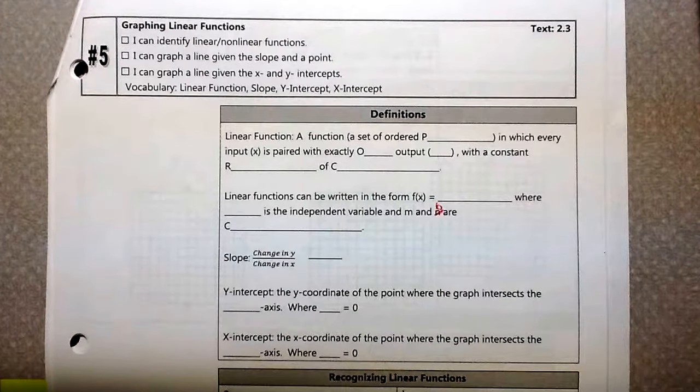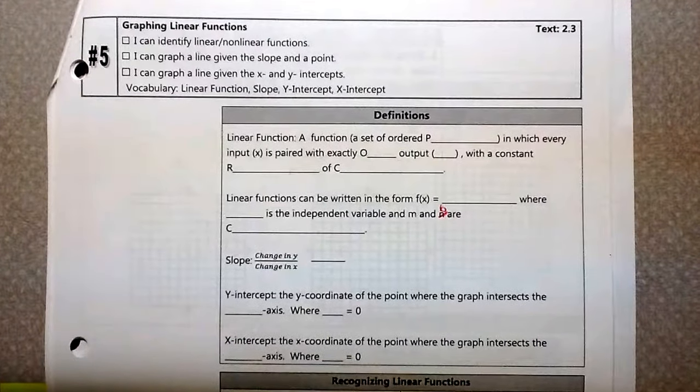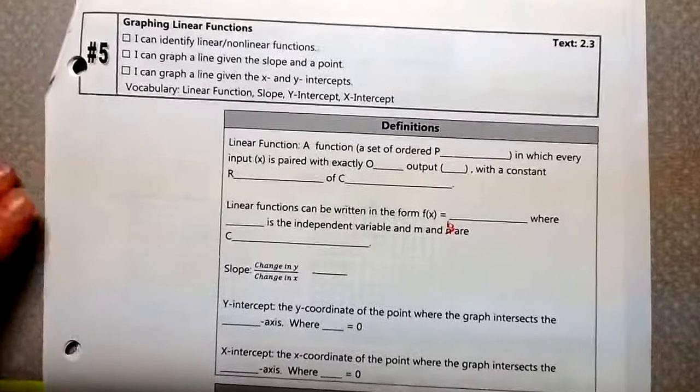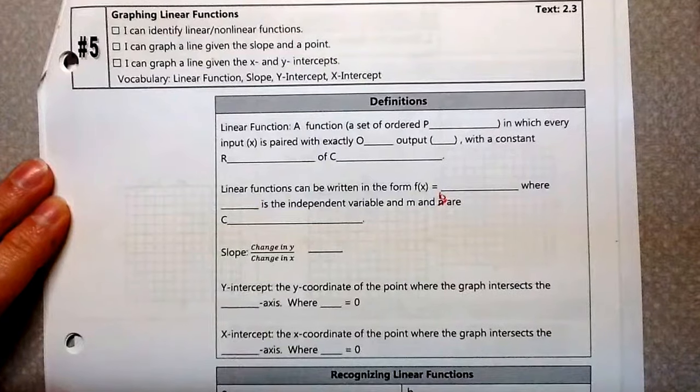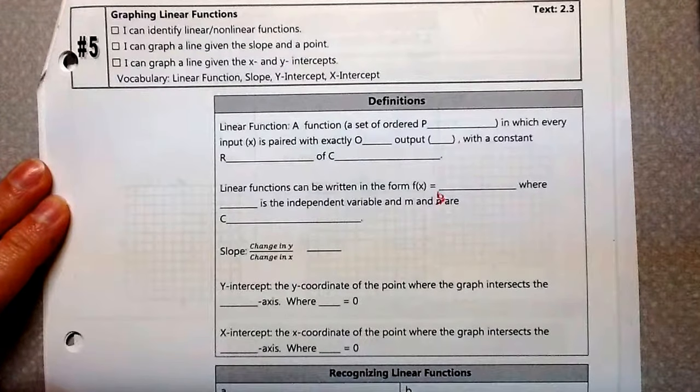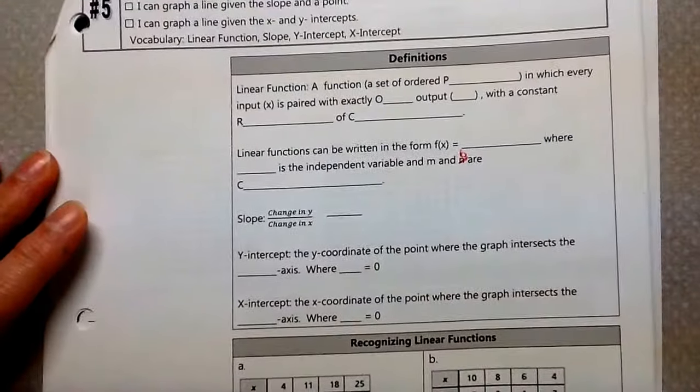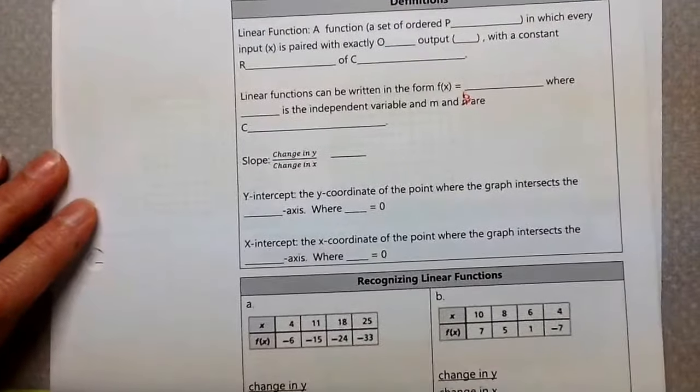Last year you did a lot with graphing lines, and this year we're going to focus on graphing linear functions. So I want you to be able to identify linear and nonlinear functions. I also want you to be able to graph a line given the slope and a point, and graph a line given the x and the y intercepts. So let's start out with some vocabulary.